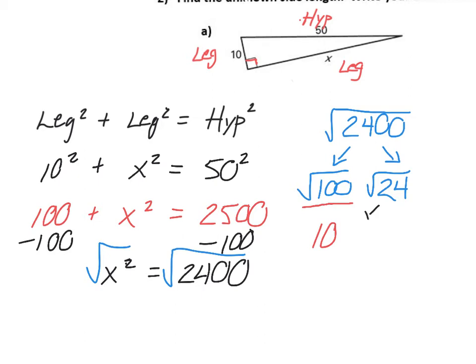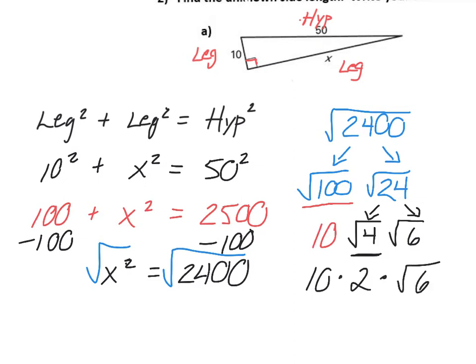Now, as far as 24 goes, I can actually break that down further, because one of my factors of 24 is 4 and 6. So now I know the square root of 4 is actually going to become 2. So on the outside, I have 10 times 2, and then times this radical 6. Obviously, I'm going to multiply these together because I can combine those two, so I'm going to end up with 20 radical 6.